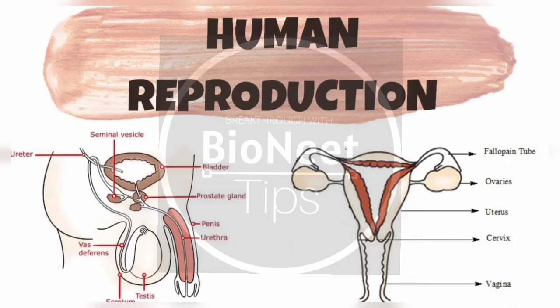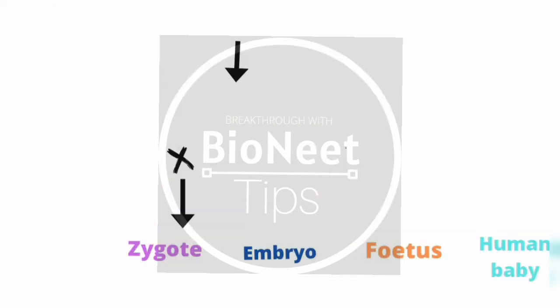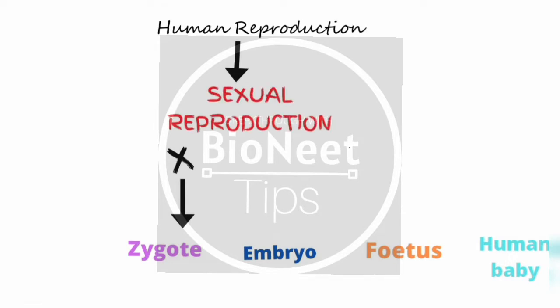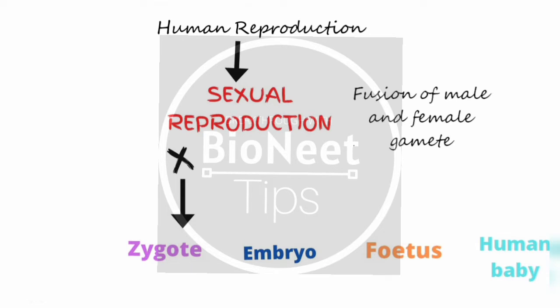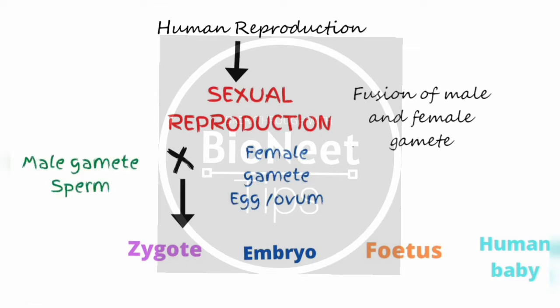Today we are going to talk about human reproduction. As you all know, human reproduction is of the sexual reproduction type, where the fusion of the male and the female gamete takes place. When I say male gamete, it means the sperms, and when I say female gamete, it means the egg or the ovum. Now when a male gamete fuses with the female gamete, it gives rise to a zygote, and this zygote further divides to form an embryo, divides to form a fetus, and this fetus develops to form a human baby.